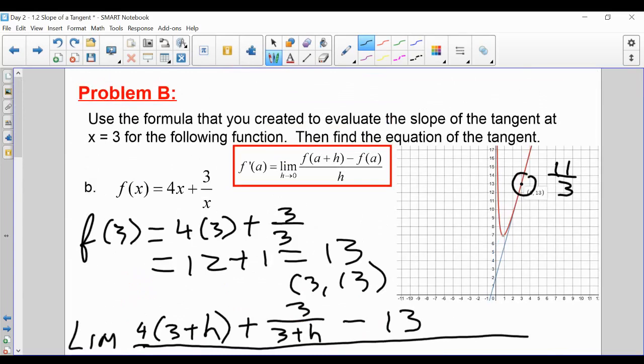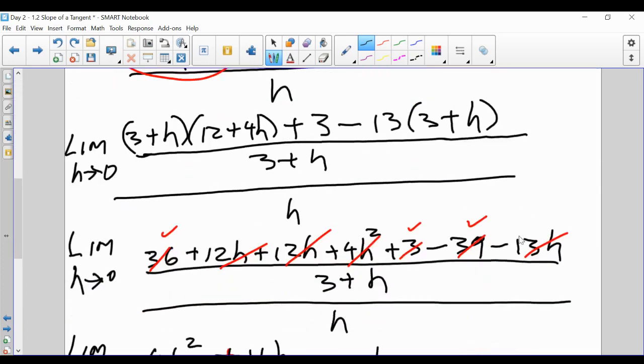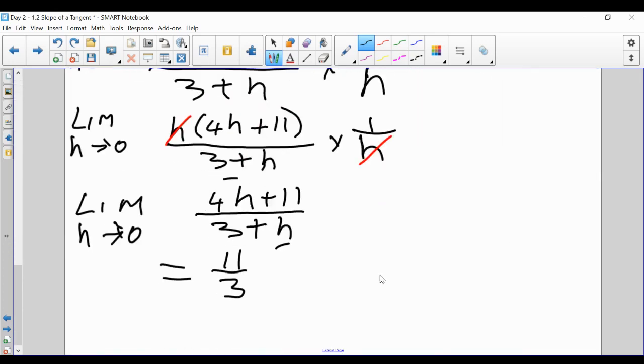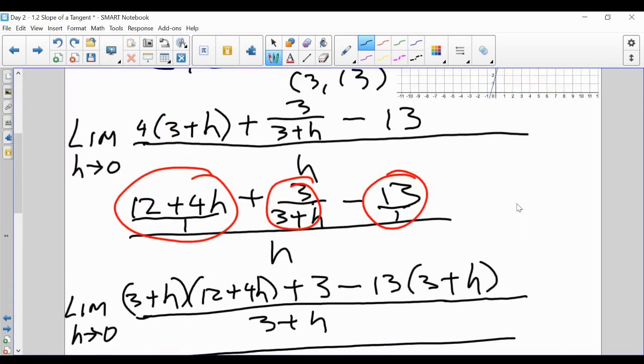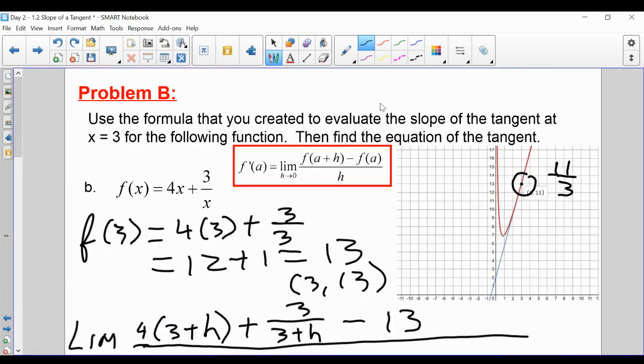11 over 3. Right? Remember, all of what we've been doing is trying to find the slope. That's what this was all about. And the slope of this tangent line is 11 over 3. Now, the last part of this question is find the equation of the tangent.